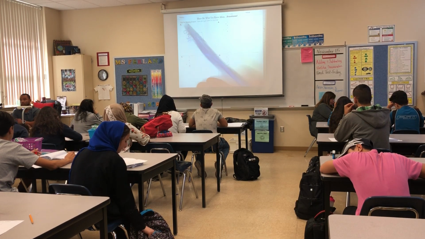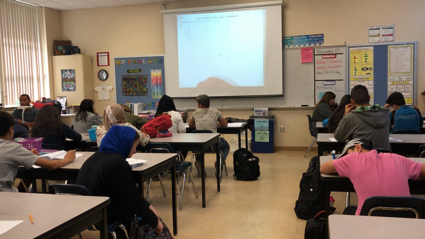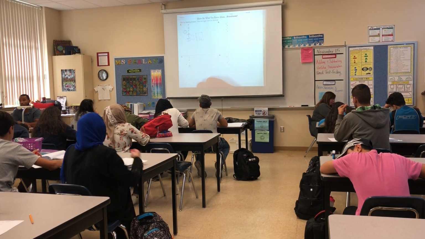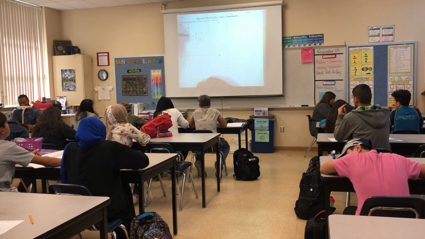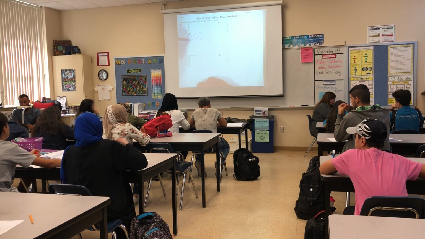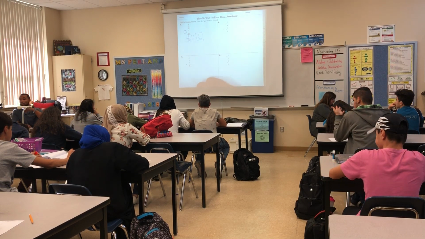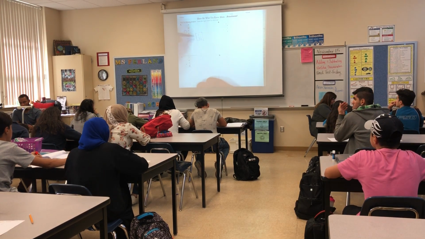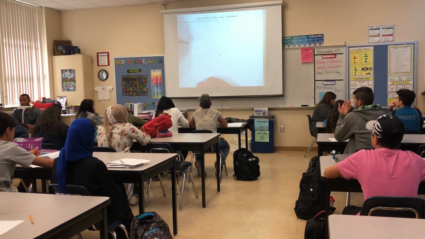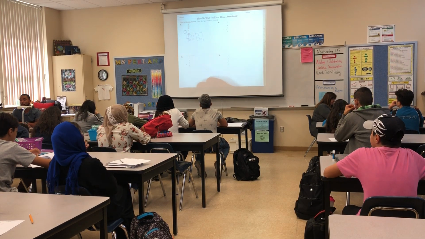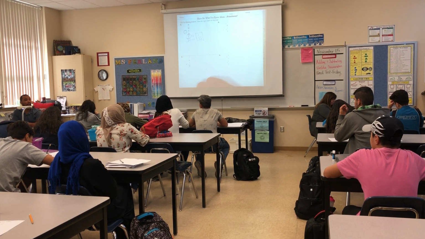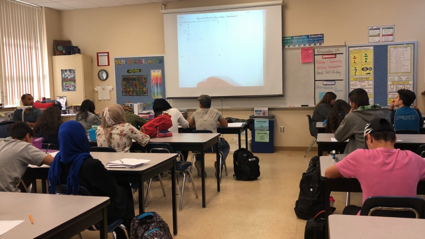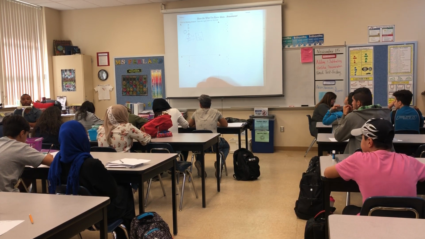But this can be simplified, right? Because 2 goes into both of them. So we divide the top one by 2, then the bottom one by 2, because what we do to the top, we have to do to the bottom. So 2 divided by 2 gives me 1, and 20 divided by 2 gives me 10. That's the answer. Is that clear to everybody? Yes.